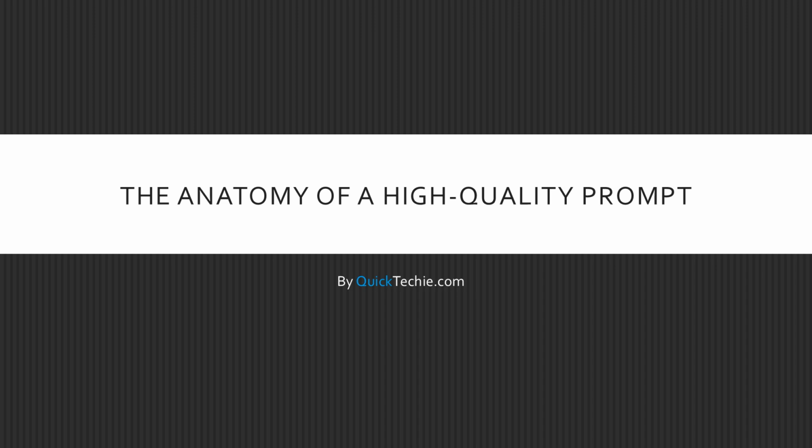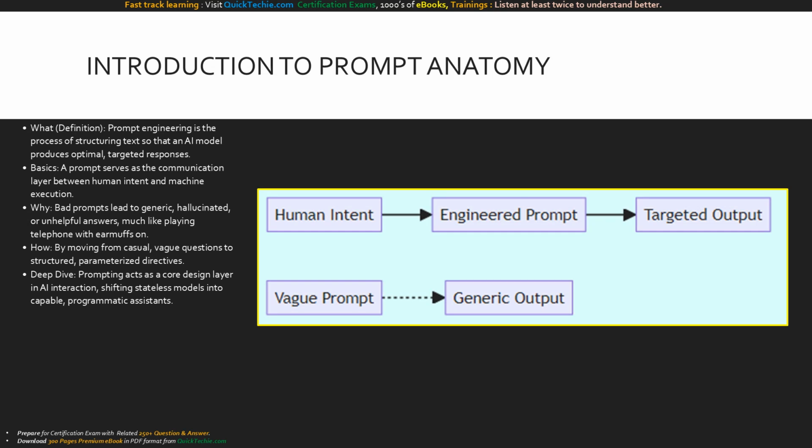Welcome, everyone. Today, we are taking a deep dive into the anatomy of a high-quality prompt. Prompt engineering involves crafting precise, contextual instructions for AI agents so that you get the exact results you want. It is the critical bridge translating human intentions into AI-understandable instructions. Let's get started. Let's kick things off by defining what a prompt actually is.